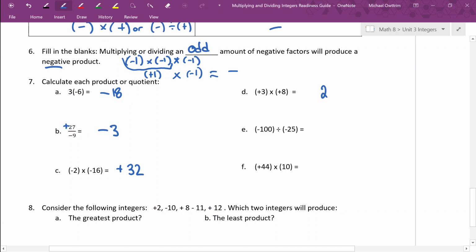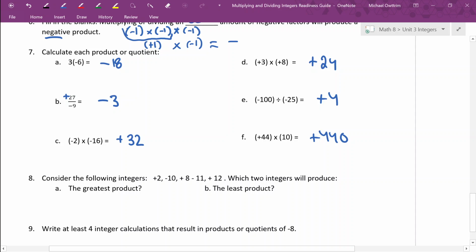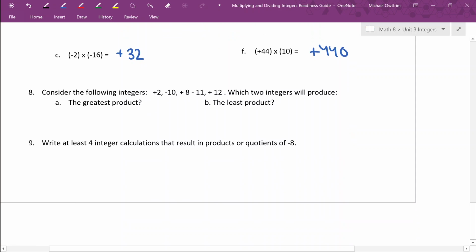3 times 8 is 24. Positive times positive is positive, same signs. 100 divided by 25 is 4. Negative divided by negative is positive. And 44 times 10 is 440. And positive times positive is positive. Those ones go quite quick with your basic times table, and you just have to adjust the sign depending on were they the same or different. Finish up these last two questions.